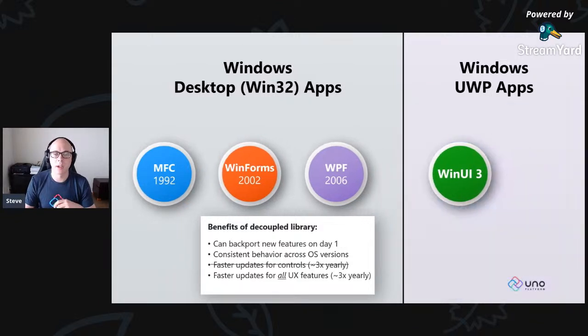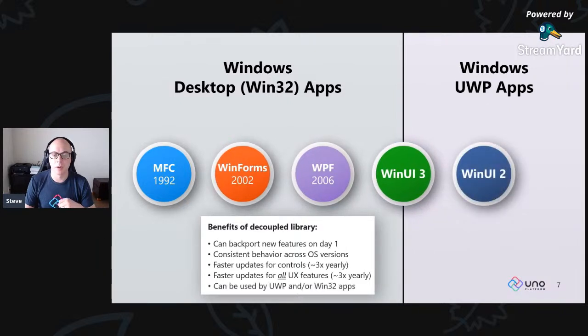And just one final thing, the biggest distinguishing characteristic of WinUI 3 over WinUI 2 is that it'll work across all app types. So you can build Win32 desktop apps and Windows 10 UWP applications using this WinUI 3 framework.